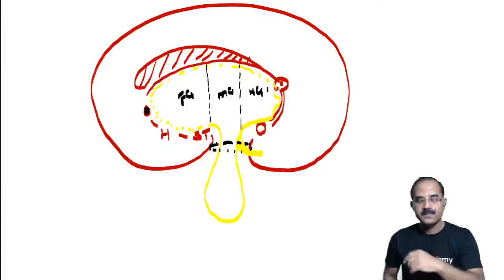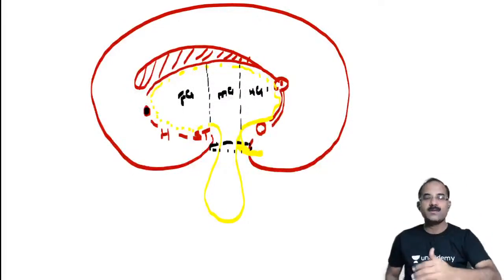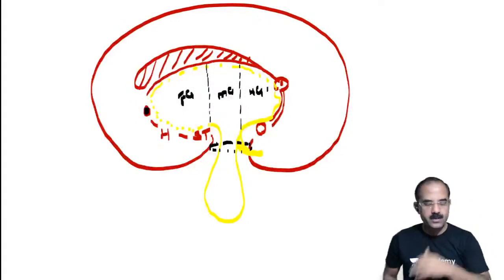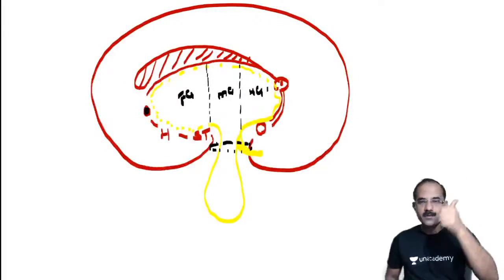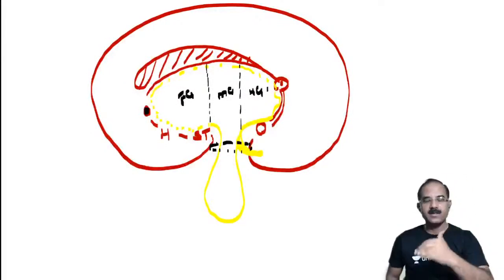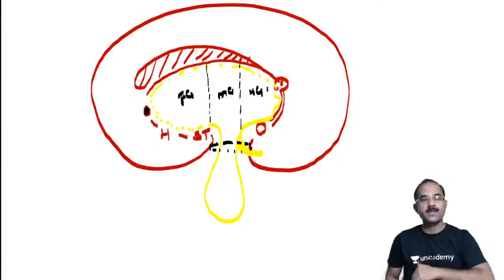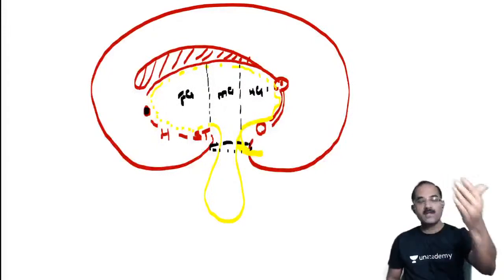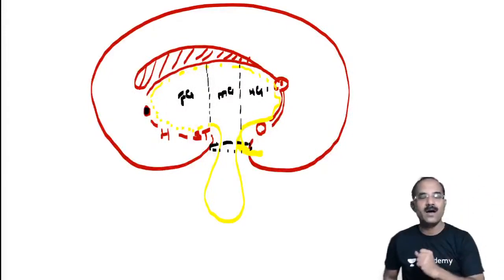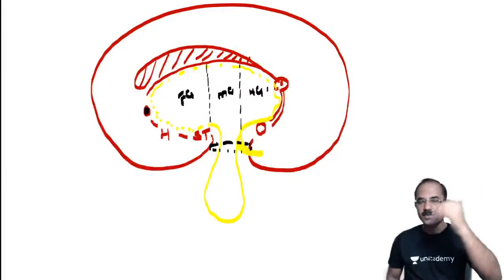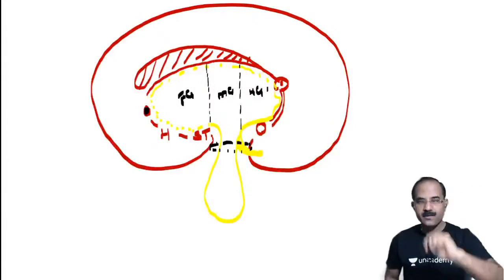Pharyngeal arches, right? Each pharyngeal arch has four components. One, it has a nerve of its own. Second, there's a cartilaginous component which forms the cartilages and the bones of that arch. There's a muscular component which forms the muscles of the arch. And last, there's an artery of the arch. So these are the four things.